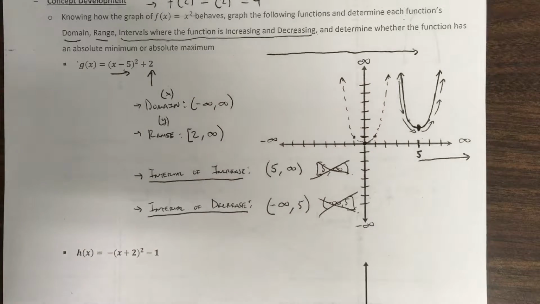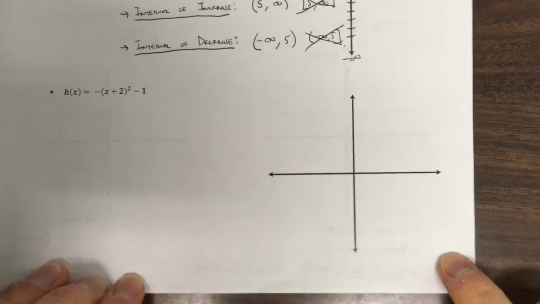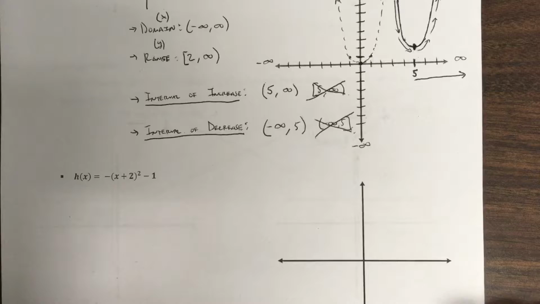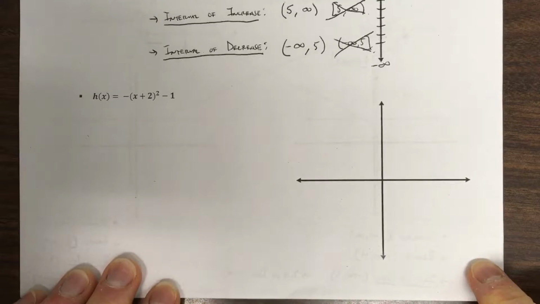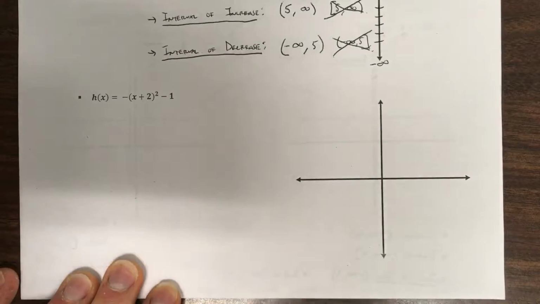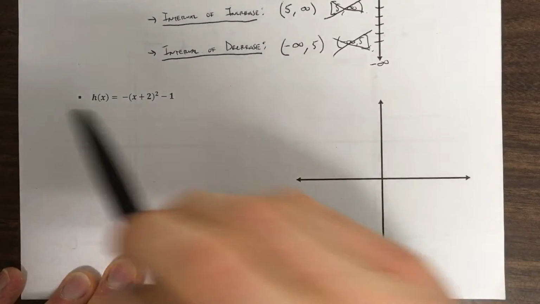Previous video, we looked at that function. This is, again, sorry, this is for February 3rd, February 6th. Now I'm going to go ahead and graph this function and talk about our domain, range, interval of increase, interval of decrease. So let's annotate, if you will, our function here.